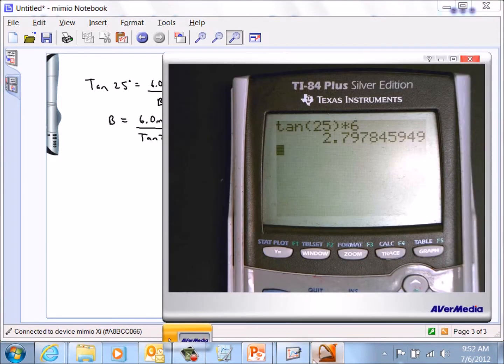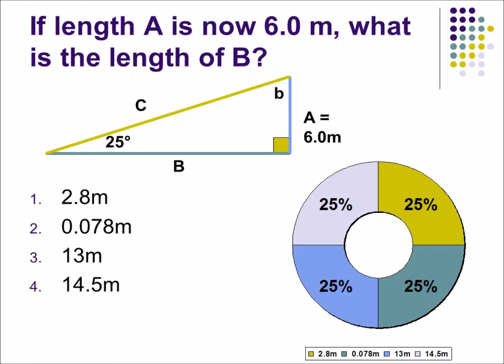So if I go to my calculator, I do 6 divided by tangent 25, press enter, should have given you about 12.9. Or we could round it to 13 meters. All right, so the length of B we know is 13 meters. So knowing one of the sides and one of the angles, we can find the other sides.